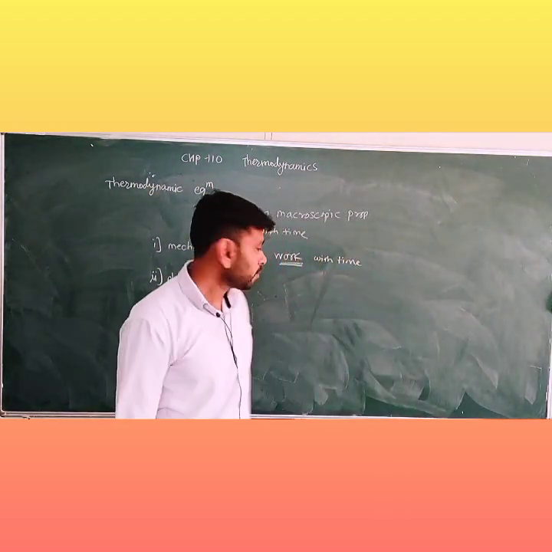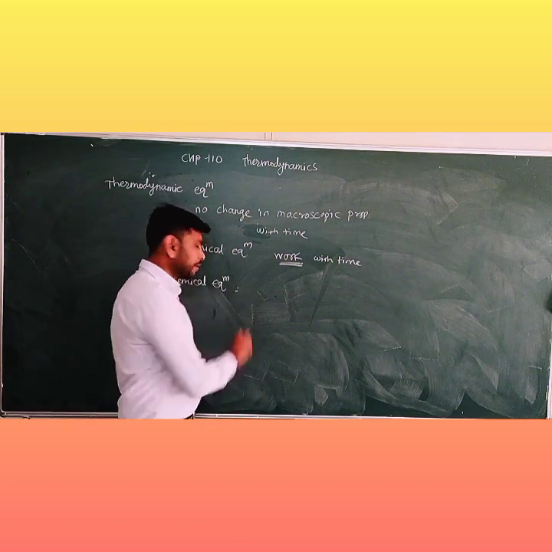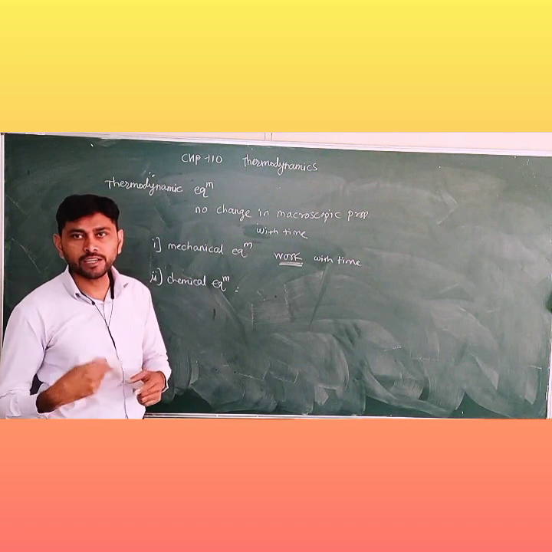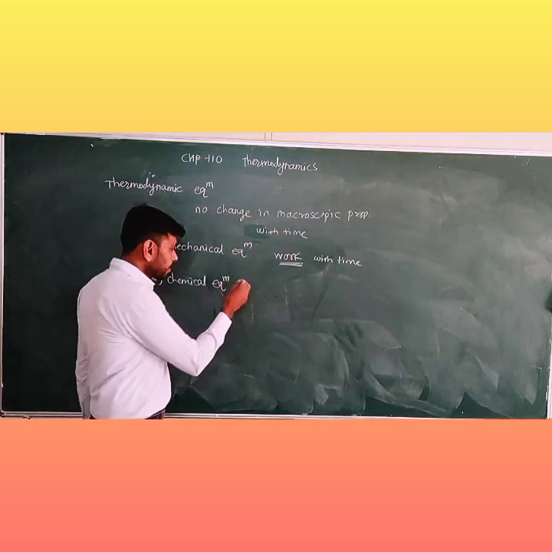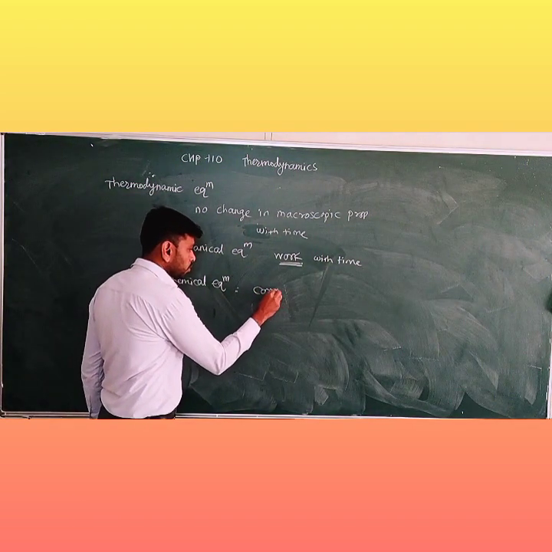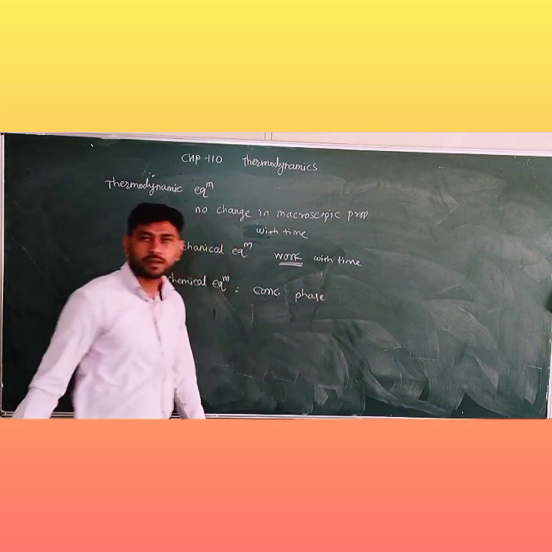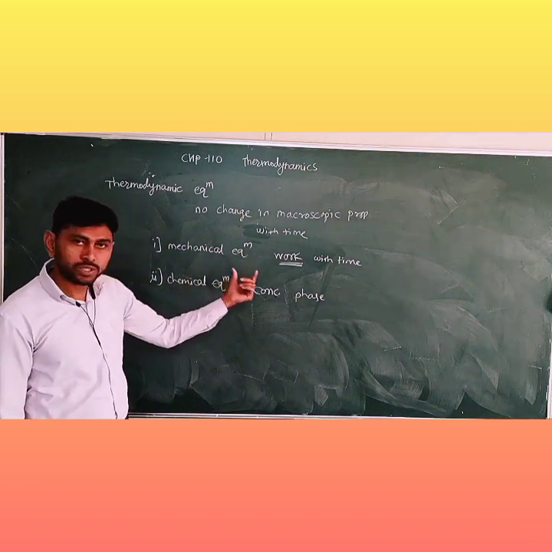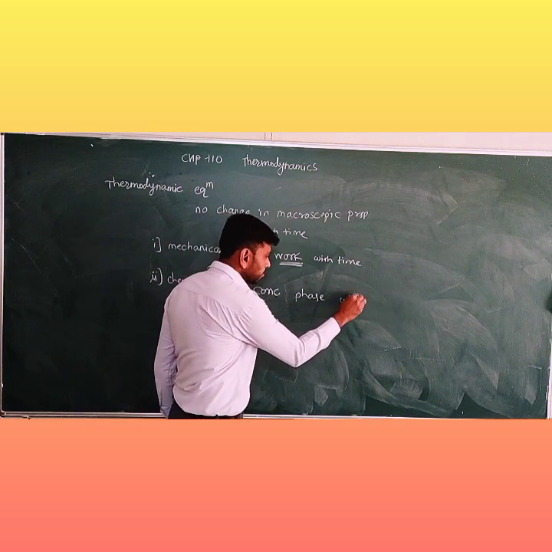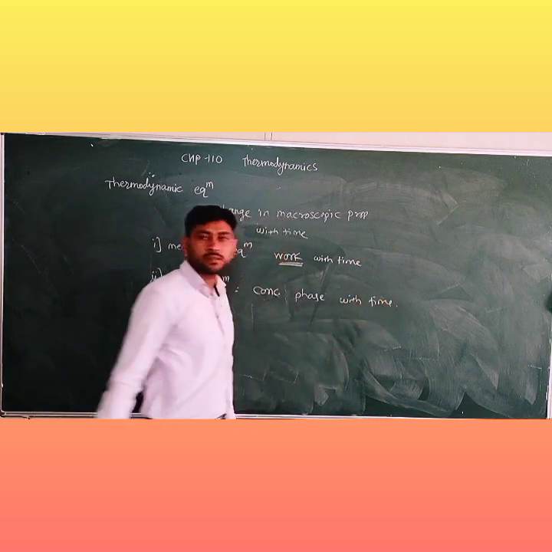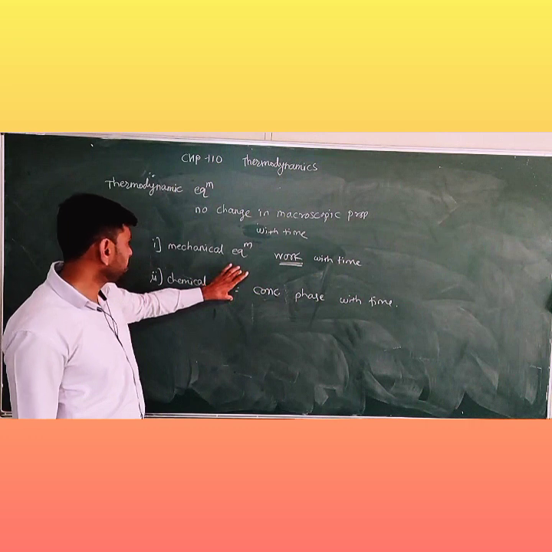What is chemical equilibrium then? What happens in chemical equilibrium? In a chemical reaction, there will be a change in concentration. The concentration of phases and phase change takes place here. In chemical equilibrium, there will be no change in concentration of any phase of the system with time. Then the system is said to be in chemical equilibrium.